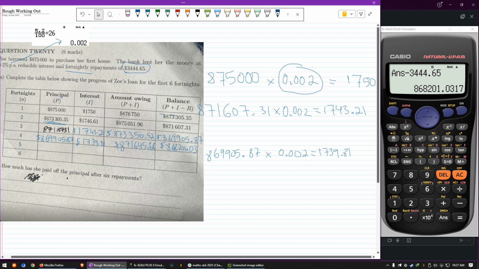Yeah, I mean, all of these questions tend to be fairly similar. The table might be a little bit different, like instead of P plus I, it might be PI, might be R instead of the P plus I over here. But you just adjust depending on the table. But this is the gist of it.